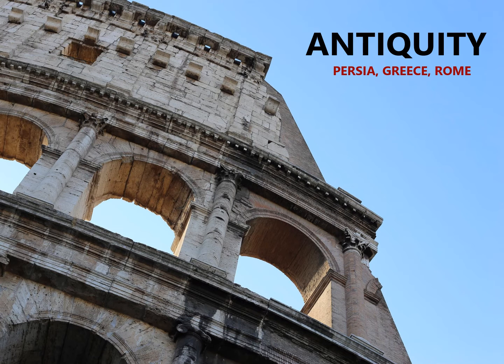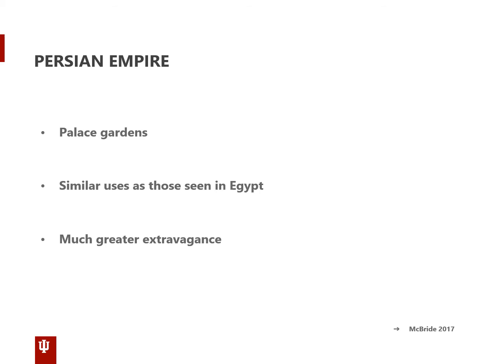So that was pretty common in Egypt. They used that in antiquity, where we're seeing this sort of overlap with Egypt too, but areas like Persia and Greece and Rome. The Persian Empire, there's a lot of similarities in how their cities reflected what was going on in Egypt as well. So they had palace gardens, and they were using them in similar ways.